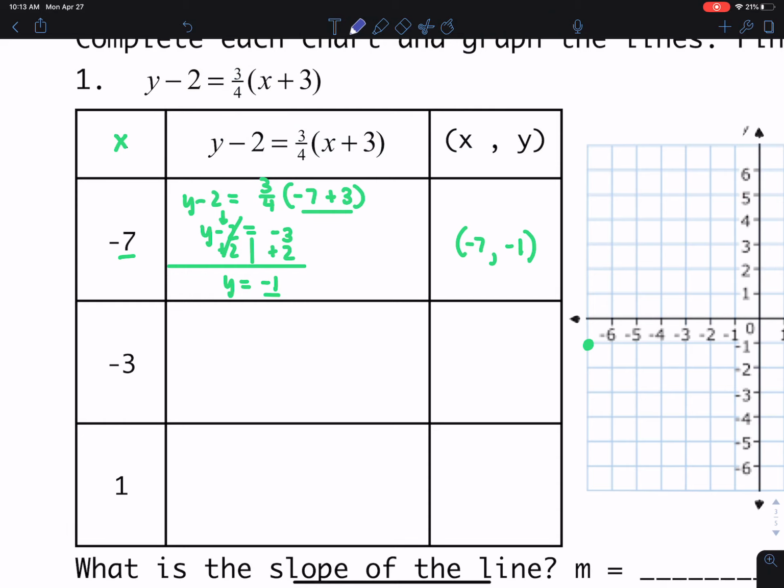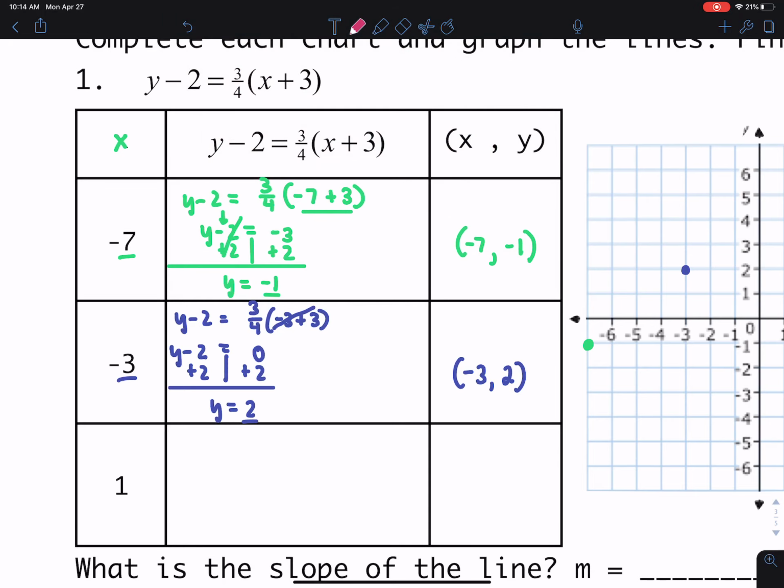And then the next one's similar, except instead of plugging in -7, we're plugging in -3. So we have y minus 2 equals 3/4 times -3 plus 3. Well, this is nice because -3 plus 3 is 0. And then 0 times 3/4 is 0. So we have y minus 2 equals 0. And then to solve this, we can add 2 to both sides. So y would equal 2. So our point then is at -3, 2. And we can put that on our graph.